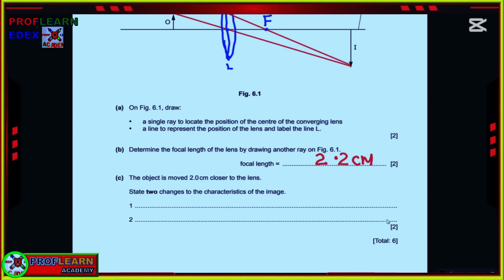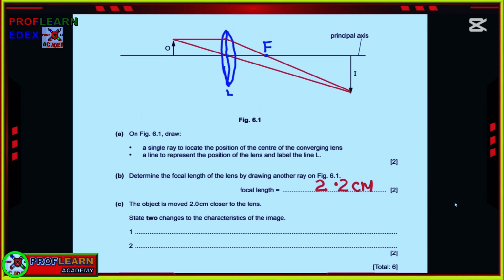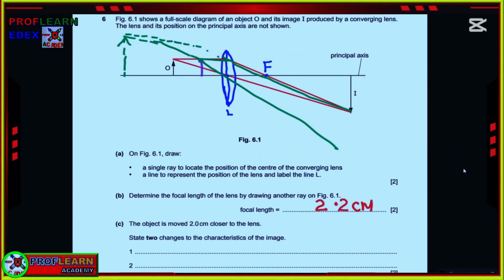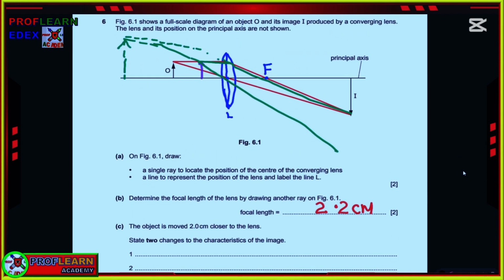State 2 changes the characteristics of the image. In that case the image is inverted, and we can also talk of the image being magnified. If you draw that image, you can see it will be extrapolated backwards, and that is going to be our image. The image is formed by imaginary rays, so that's why we're saying it's inverted. All the image is virtual.